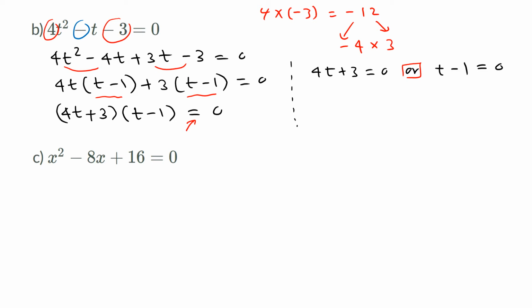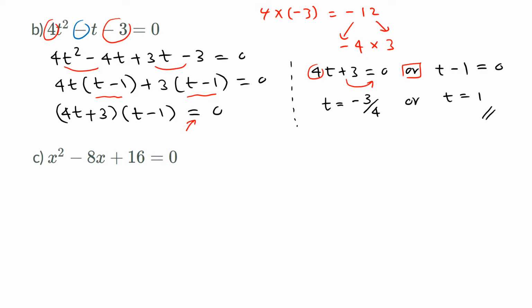Okay, now after that, we know how to simplify this one. If we move the 3 to the other side, which becomes negative 3, and then divide by 4, the answer becomes t equals negative 3 over 4. That's the first one. Or if you add 1 to both sides, you get 1. Okay, so those are the two solutions.